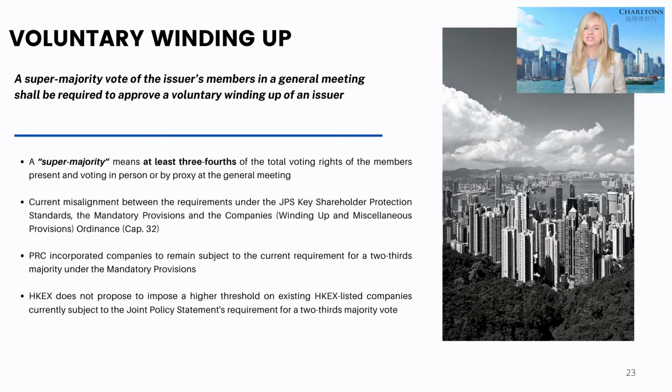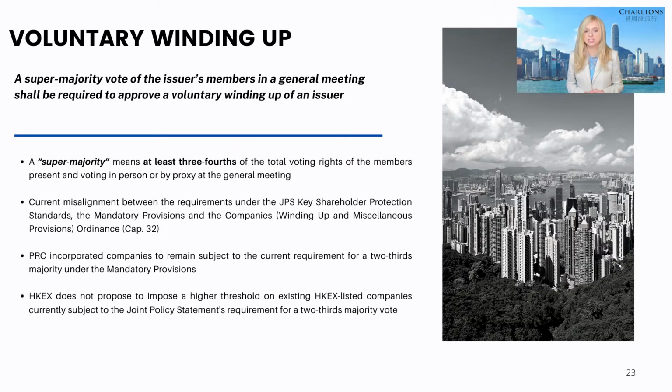This proposed core standard will apply to all Hong Kong Exchange-listed companies except those incorporated in the PRC. Instead, for PRC-incorporated companies listed on the Hong Kong Exchange, it's proposed that the current requirement for a 2/3 majority under the mandatory provisions should be retained.